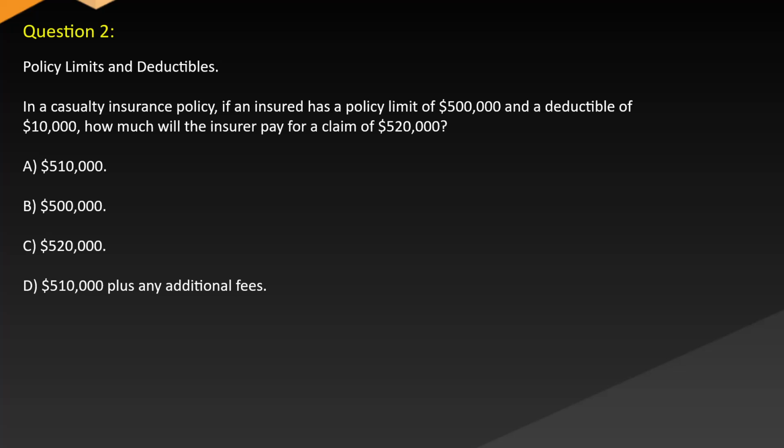Question 2. Policy limits and deductibles. In a casualty insurance policy, if an insured has a policy limit of $500,000 and a deductible of $10,000, how much will the insurer pay for a claim of $520,000? A. $510,000. B. $500,000. C. $520,000. D. $510,000 plus any additional fees.